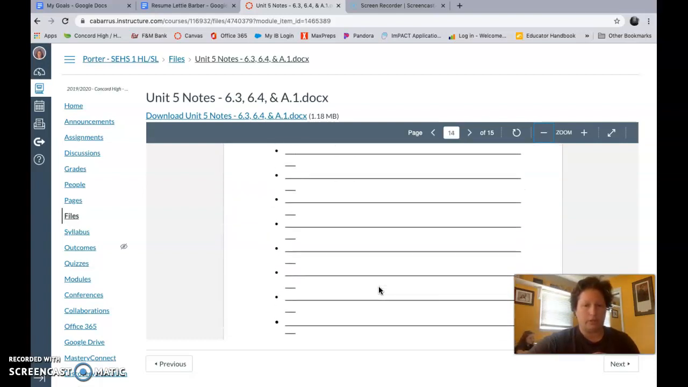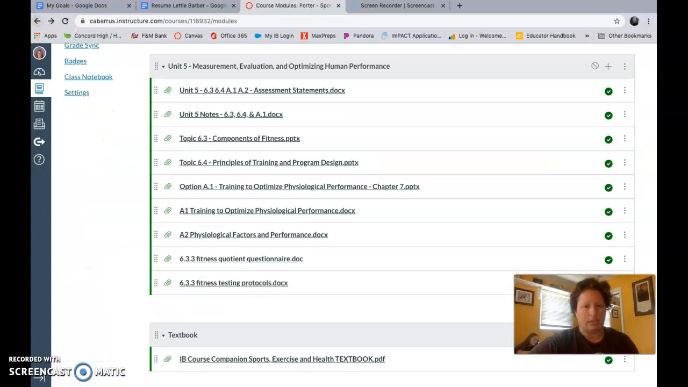And so then you'll fill your notes in. We'll finish with that. And as you can see, this document here has all three components in it, and then I've broken them down into smaller PowerPoints for you. Do not worry right now about A2. We will get to A2 in another week. You can also look at the Fitness Quotient Questionnaire and the fitness testing protocols to help you with 6-3. Again, this is going to be active on May 1st, and you will have all week, the following week, the week of May 4th, to work on these notes.